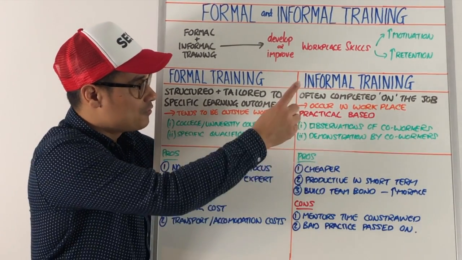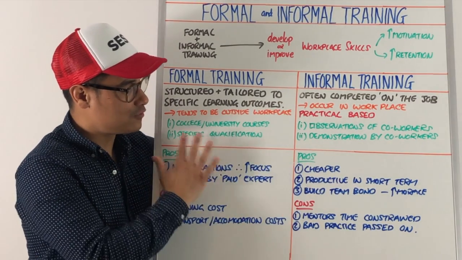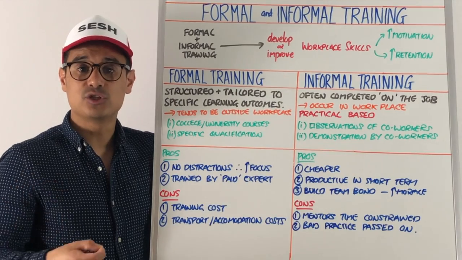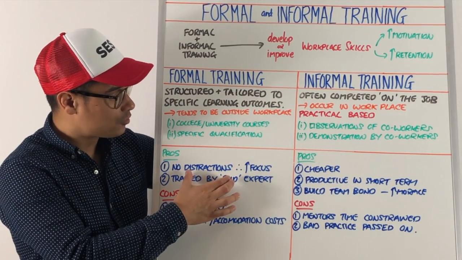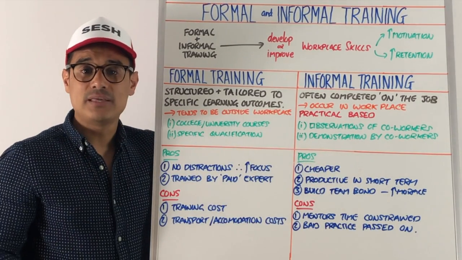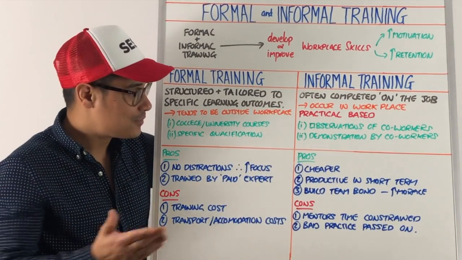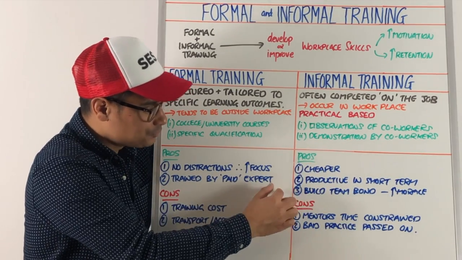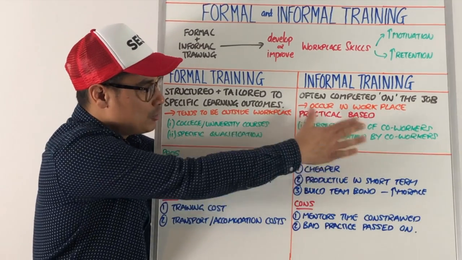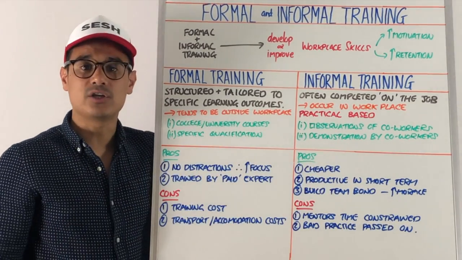Now, the advantages of informal training, it tends to be cheaper because you've not paid for the formal training. It also tends to mean that the workers are more productive in the short term because they haven't been removed from the workplace. They're still at the workplace. So after the observation, they might do a piece of whatever it is themselves. So therefore, they're productive in the short term. And thirdly, it could build team bonding or high morale because you're building those connections, those communications between the co-workers.